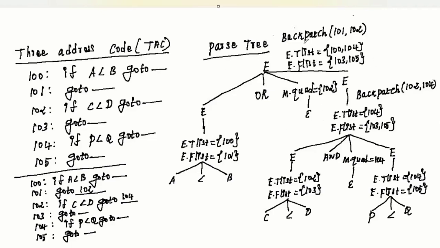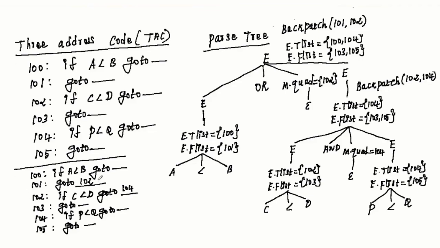In this parse tree, backpatching is done from 101 to 102, and next 102 to 104. See the intermediate code: 101 is backpatched to 102. Next, backpatch 102 goes to 104. In the intermediate code, 102 is backpatched to 104.